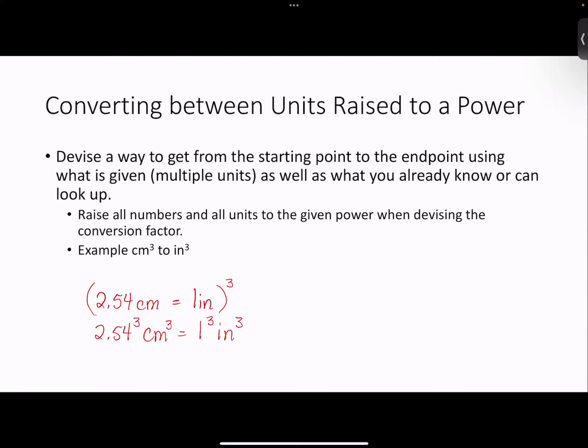2.54 centimeters cubed is 16.387 centimeters cubed. And 1 cubed is 1, so 1 inch cubed. So 16.387 centimeters cubed is 1 inch cubed. Technically, because I am cubing it and I'm talking about 3 sig figs, the 8 and the 7 would be dropped off, but I don't drop it off until the very end of a calculation.